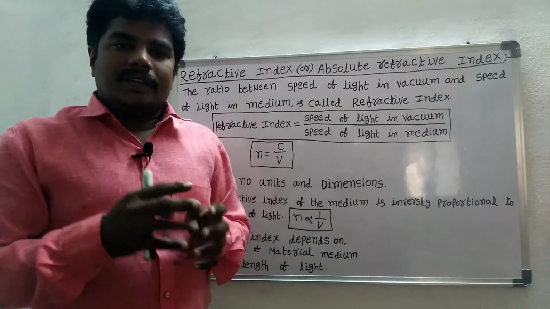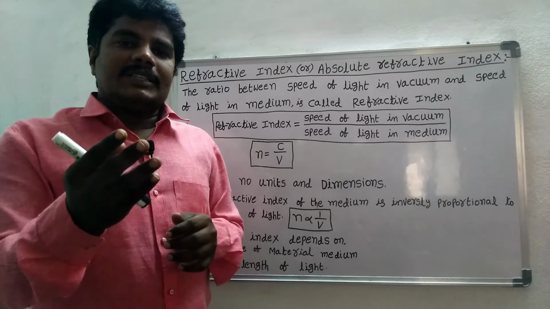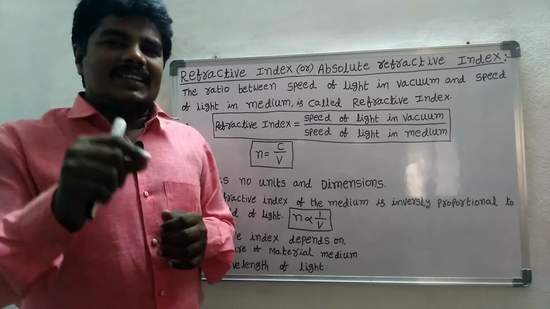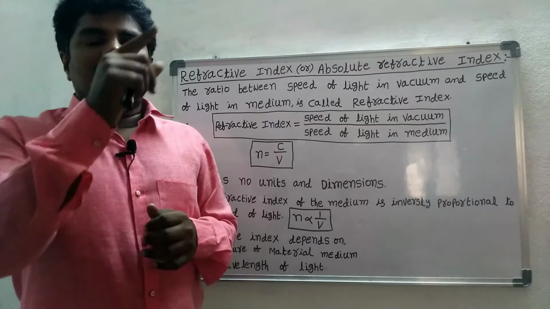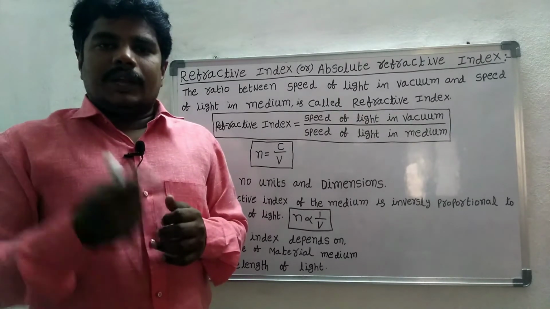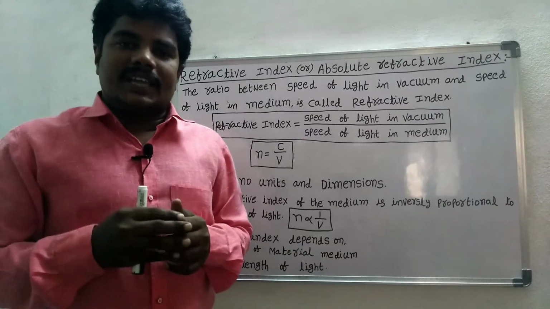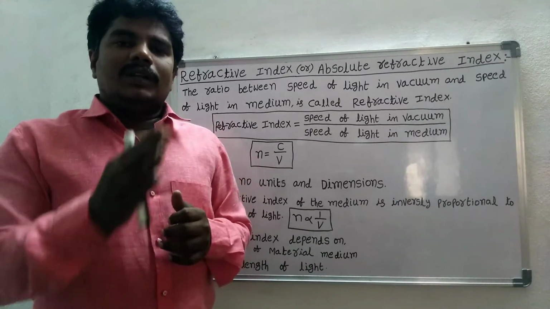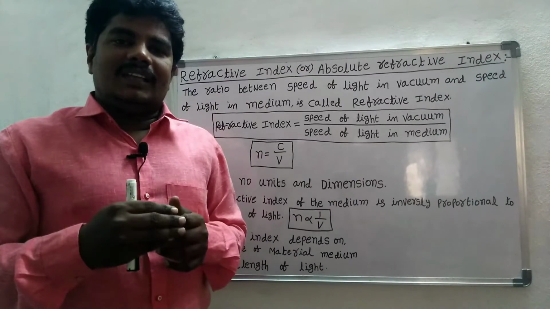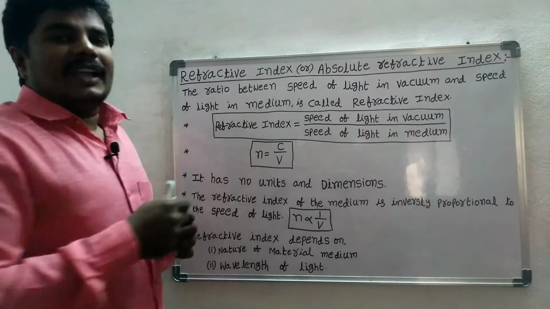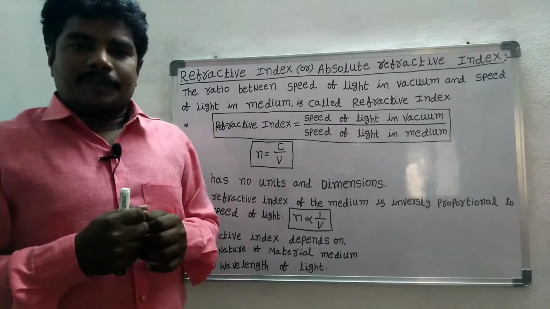Refraction means when a light ray travels from one medium to another medium, it bends at the normal drawn to the surface. Now my question is, how much bending of light is there? That amount of bending is measured by the quantity refractive index.